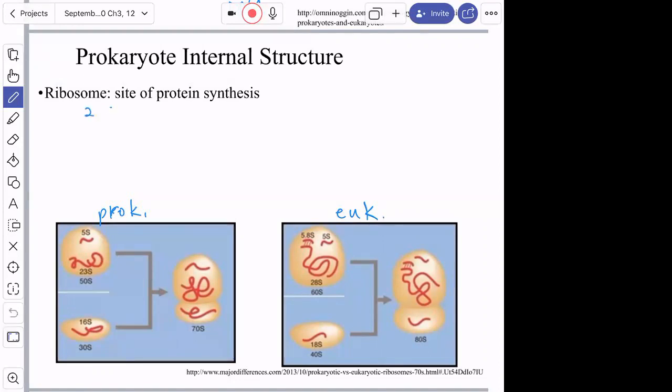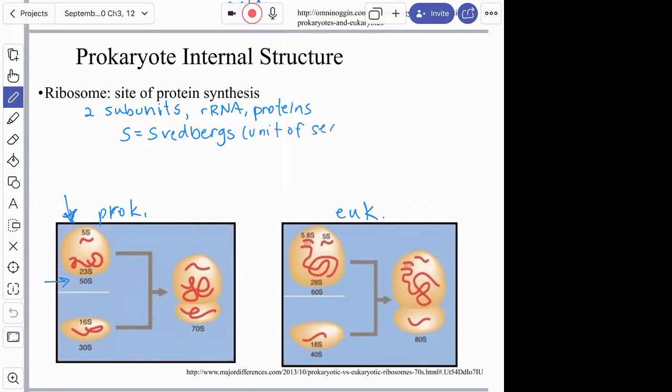So there's always going to be two subunits, and those subunits are made of ribosomal RNA and proteins. You can see down here, for instance, in this large subunit of prokaryotic ribosomes, there's a little red line that is supposed to be the ribosomal RNA. It's called 23S. S is a unit of sedimentation. S means Svedbergs, and that's, again, a unit of sedimentation rate.